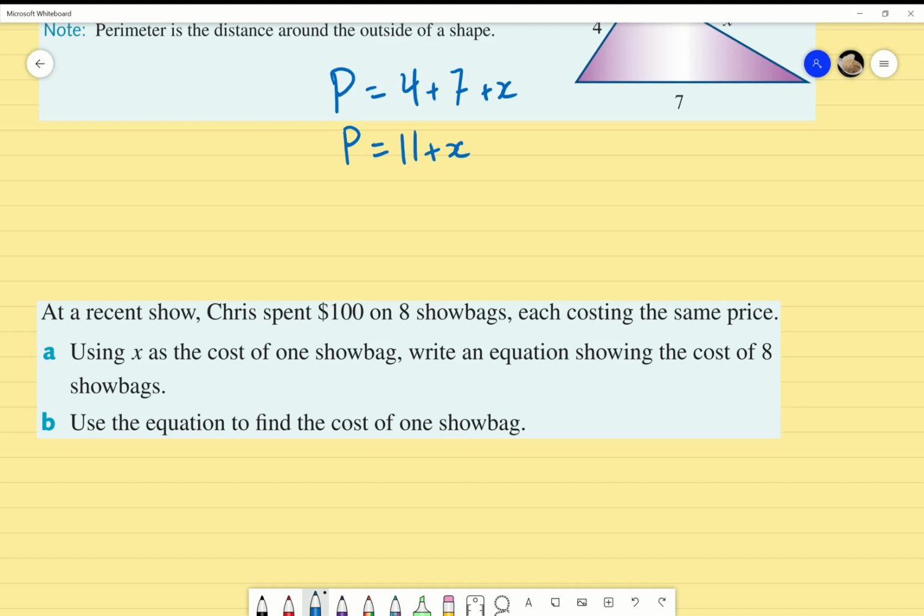At a recent show, Chris spent $100 on 8 show bags, each costing the same price. Now, a lot of you might instinctively think, well, each shopping bag we bought 8 of them, so we can just go 100 divided by 8, which is true. But the question explicitly says, write an equation. So we need to use x as the cost of one show bag, and write an equation showing the cost of 8 show bags. 8 times x, because each show bag is x, and we have 8 of them, which gives 100.